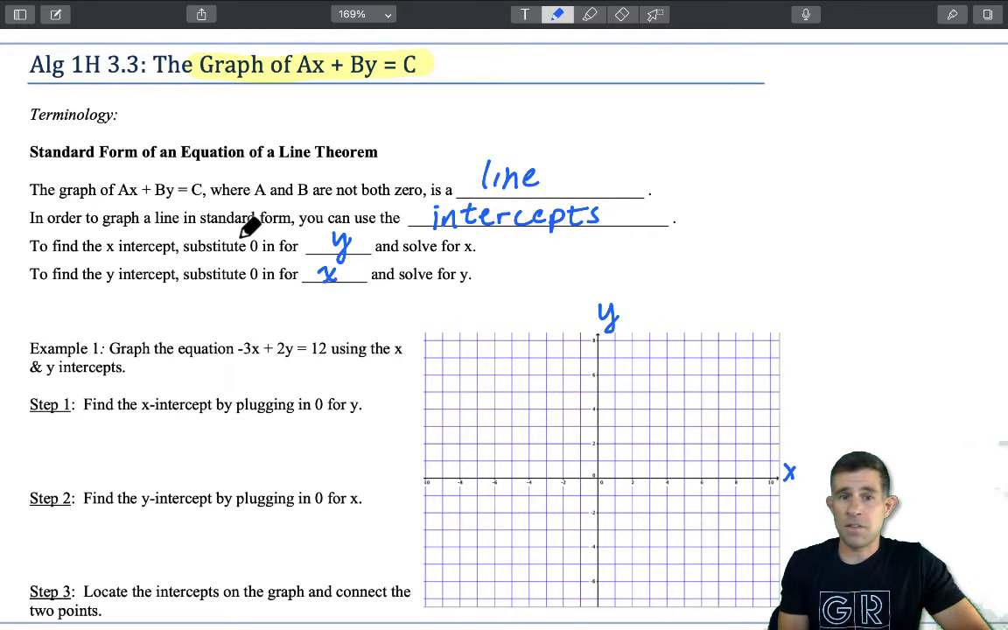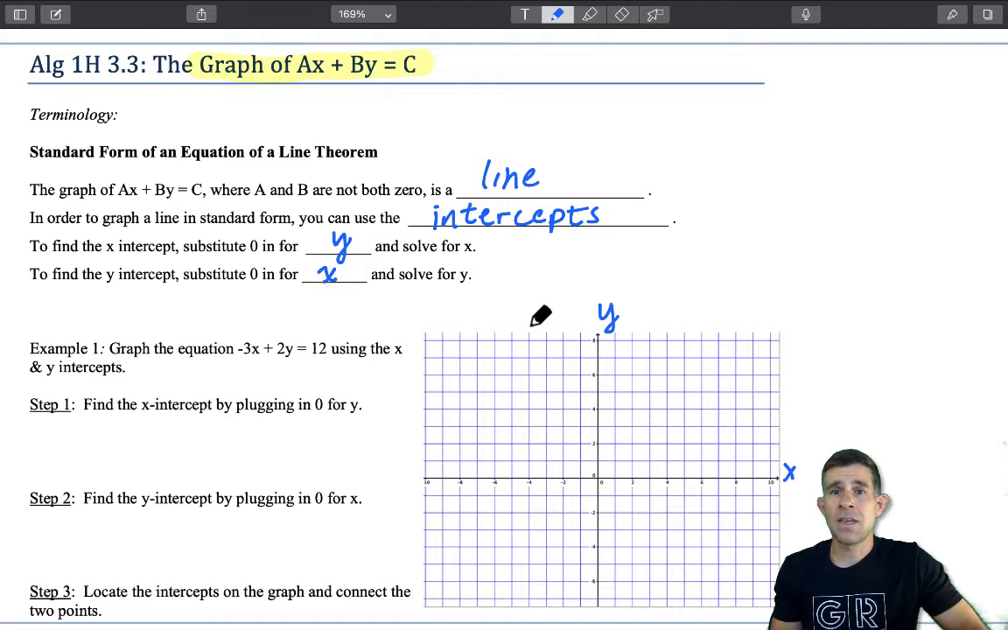In order to find the x-intercept, we're simply going to substitute 0 in for y and solve for x. That will give us our x-intercept, or where it crosses the x-axis. Likewise, to find the y-intercept, we're going to substitute 0 in for x and solve for y, and that will give us where it crosses the y-axis. Let's take a look at an example here to see how this works.